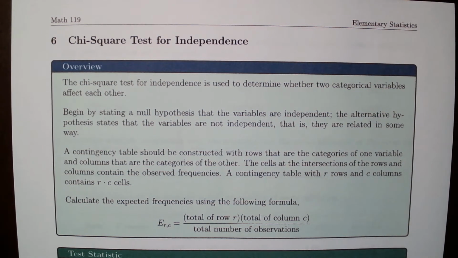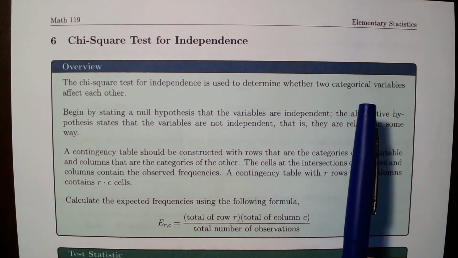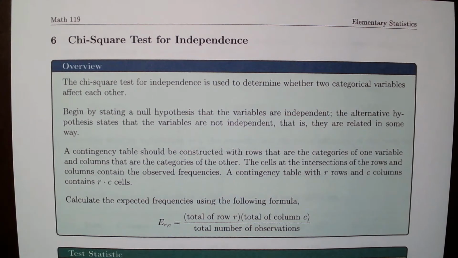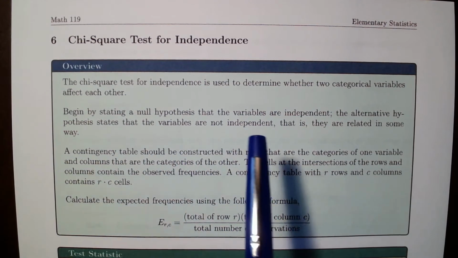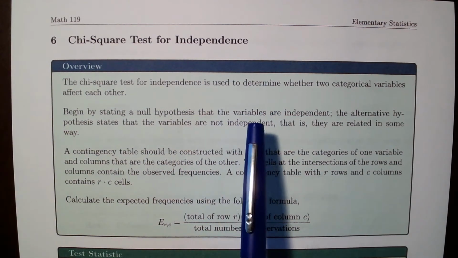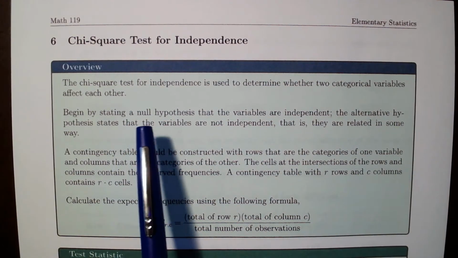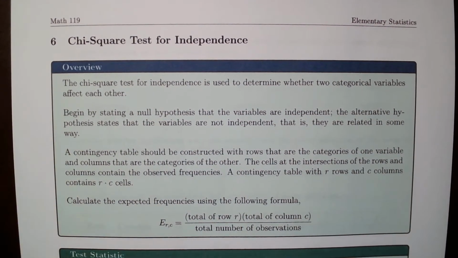Alright, so in this video we go over one more application of the chi-square distribution to test for independence. The chi-square test for independence is used to determine whether two categorical variables affect each other. That's all it is about. For the null hypothesis, we state that the variables are independent, and the alternative hypothesis is that the variables are not independent. That is, in one way or another they are related.